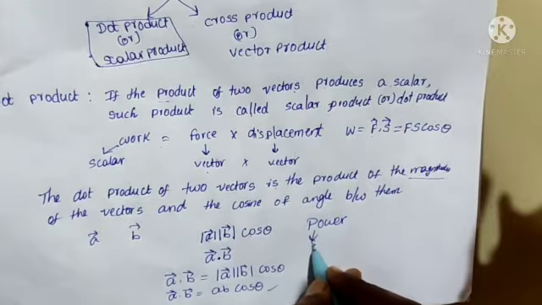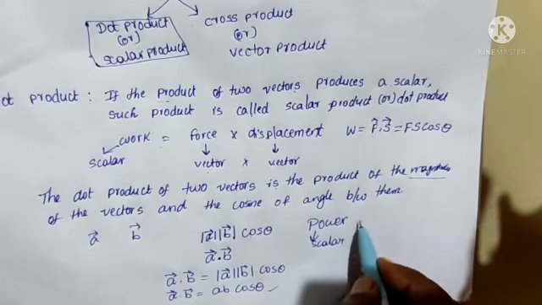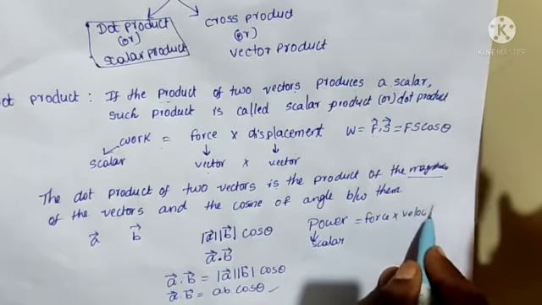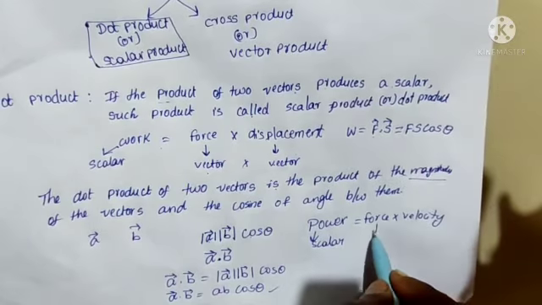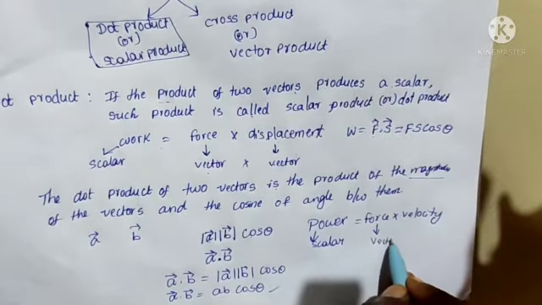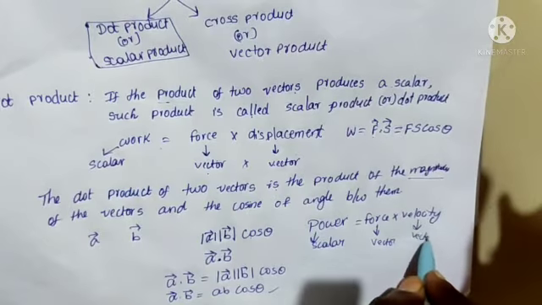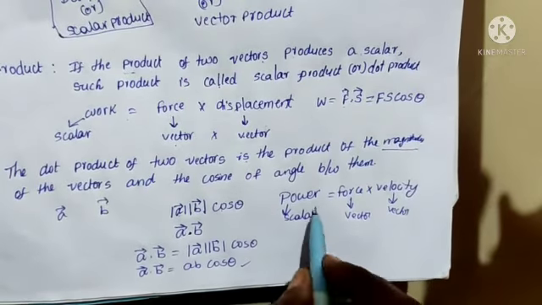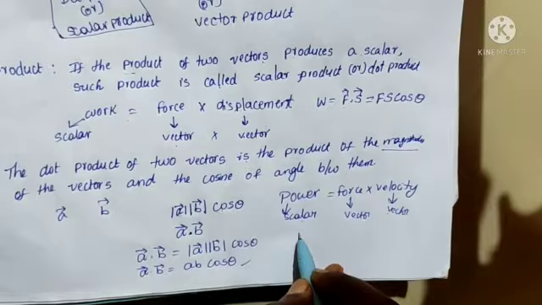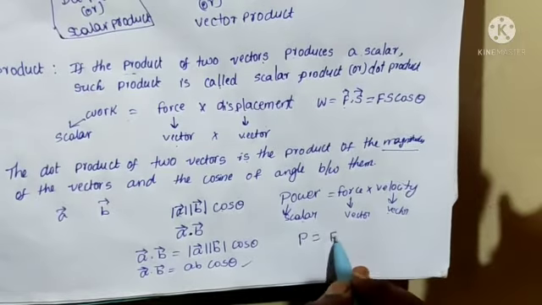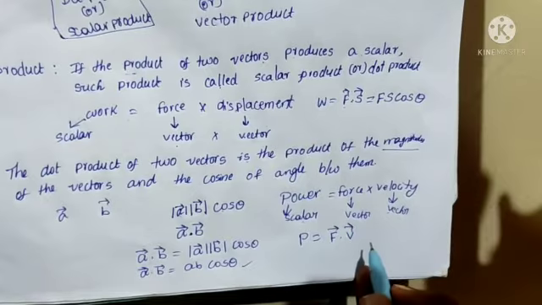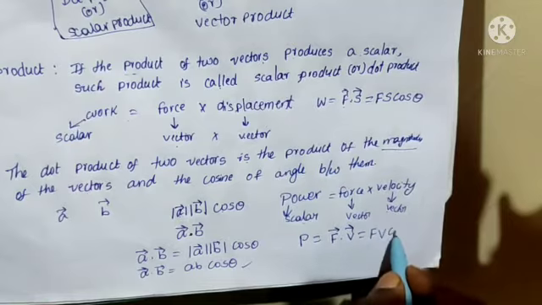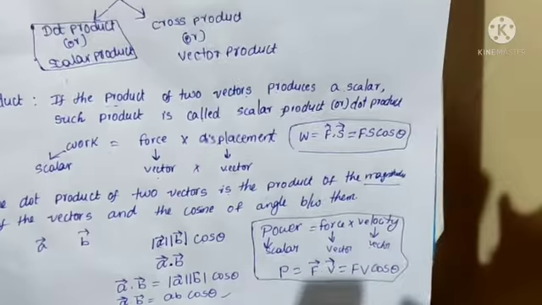Take another example: power is a scalar quantity. You know that this is a scalar physical quantity. You know the power formula, that is force into velocity. So force is a vector and velocity is also a vector physical quantity. So the product of force and velocity, the product of two vectors, produces a scalar. Now write the formula: P equals force F bar dot V bar. This we can also write like Fv cos theta. This is about the dot product.